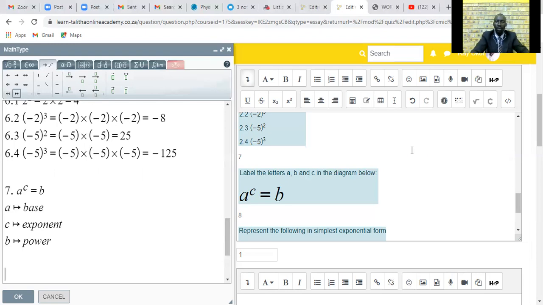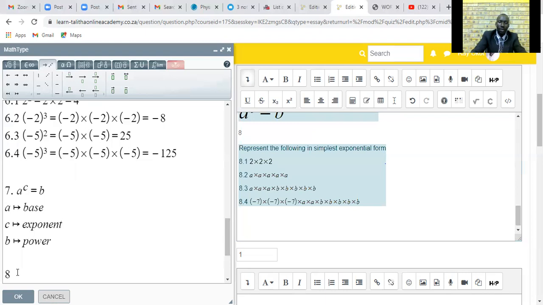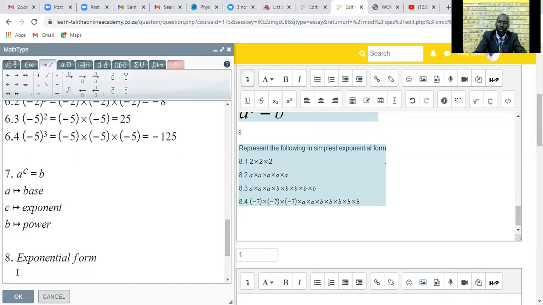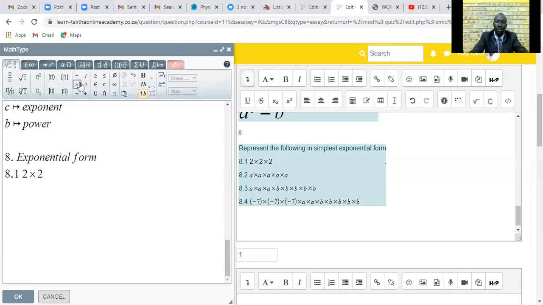Then now for the next question, which is question 8, what are we supposed to do? We are supposed to express this in simplest exponential form. Okay, so we are supposed to put it in exponential form. In exponential form, first question being 2 times 2 times 2. So let's first have it written down. 2 times 2 times 2. What is this in exponential form?